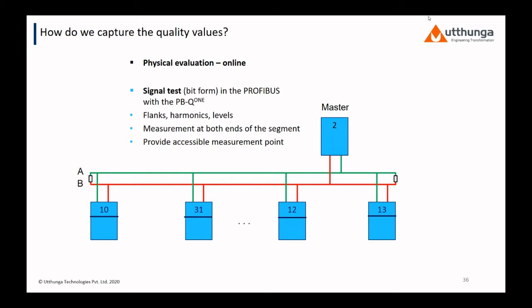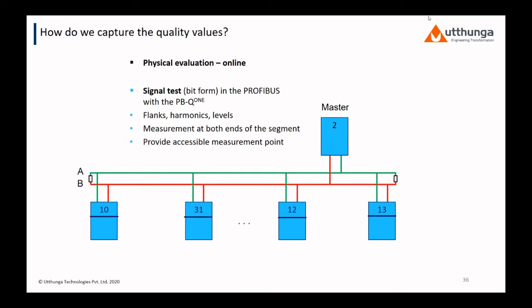So first, let's go forward with the tool. I will explain the assessment and testing of fieldbus systems in individual PROFIBUS networks based on the IEC standards: IEC 61158, IEC 61784 and IEC 61918. Based on these standards, we are doing the assessment and testing of PROFIBUS networks.